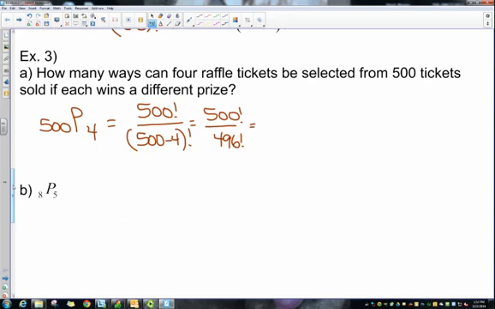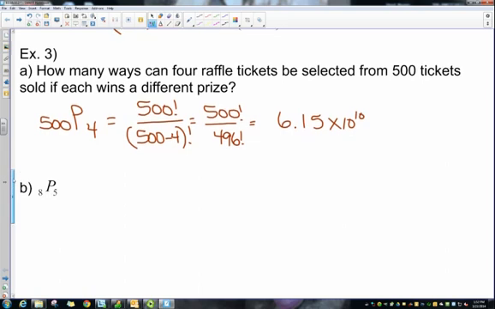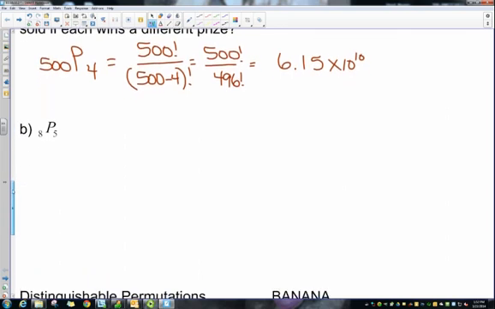Now again, that nPr is in there, so it's in your math menu, your PRB. You go 500 nPr 4, and this gets you 6.15. And then depending on the calculator, you're going to get something like that times 10 to the 10th. It's just a huge number. But what that tells you is how many ways those tickets can be drawn. It's not your chances of winning, it's how many ways they can be drawn.